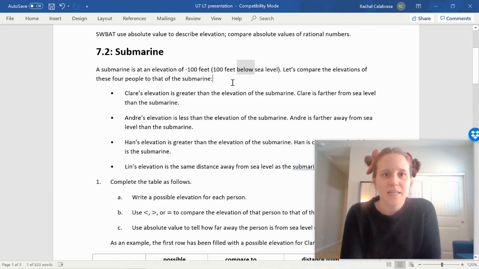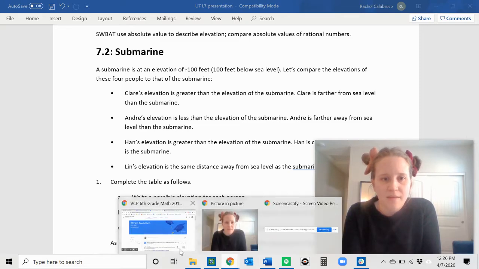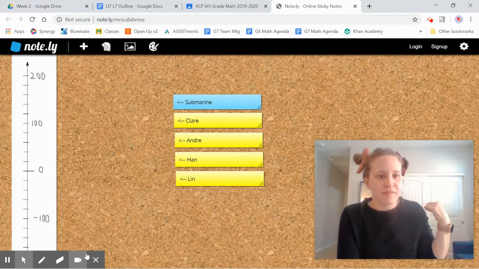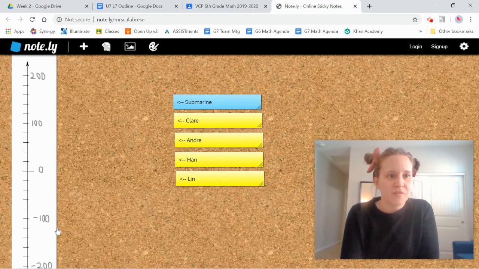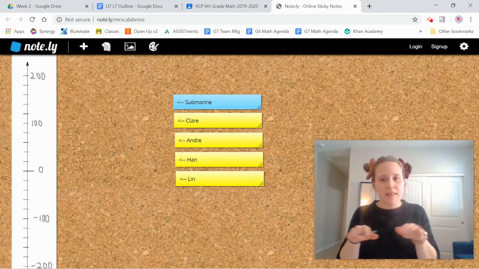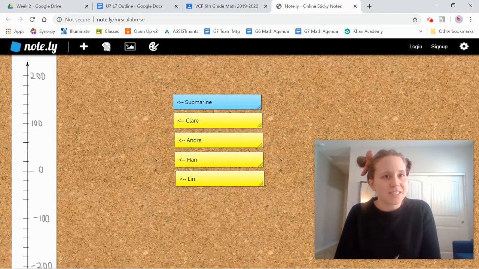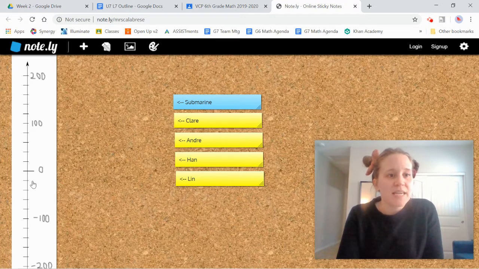So here's what we're going to do first. Let's think about where the submarine would be on a number line. If I want to compare the value of elevations, I'm going to go ahead and draw them on a number line. That's at negative 100 feet. I'm going to go to my virtual sticky notes here. And you notice I already have a number line over here. It is a vertical number line because elevation is our vertical distance from sea level. So theoretically, you could do a number line that's horizontal, but for elevation, it makes the most sense to use a vertical number line. Remember, 0 is the sea level in an elevation question, okay?